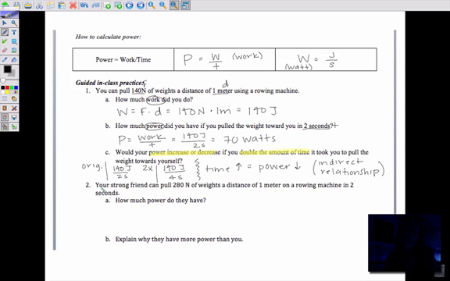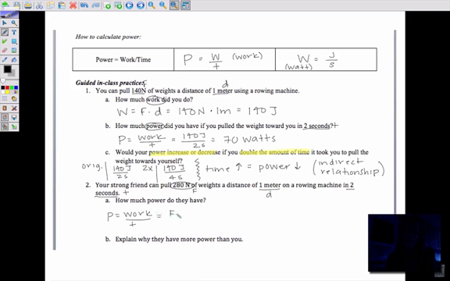Question 2 says that your strong friend can pull 280 newtons of weights. All right, so we have 280 newtons, which is a force, a distance of 1 meter, which is a distance, on a rowing machine in 2 seconds. Question A asks, how much power do I have? Okay, so power is equal to work over time.